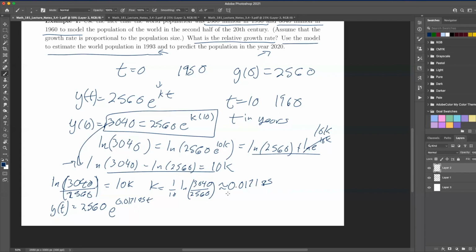t. All right, so the other two questions, like, what's the relative growth rate? This is the relative growth rate. It's just what k is, right? And use this model to estimate the population of 1993. So 1993 would be t equal to 43. And that means y of t, we'll just plug that into a calculator in a second. And 2020 will be, let me just make this easier. So 1993, since I don't have room, sorry to erase, will be y of 43, and then 2020 would be y of 70.